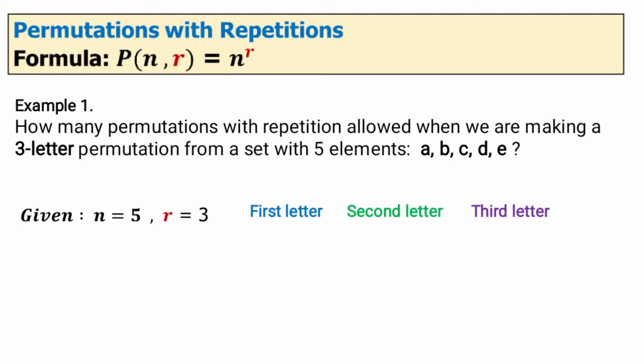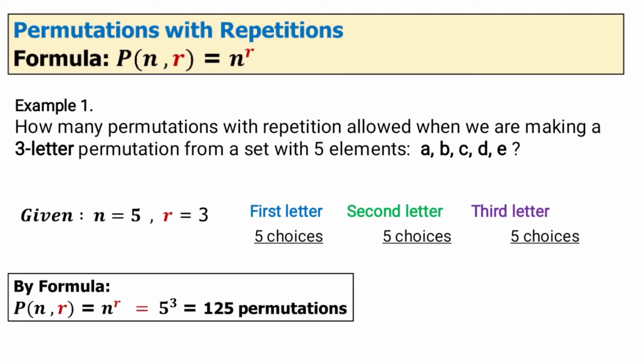Sa first letter, meron tayong 5 choices na pwedeng pagpilian. So, sa first letter, 5 posibleng mailagay dito, which are yung A, B, C, D, or E. At since repetition is allowed, sa second letter ay ganun din. Pwede ulit maulit yung kahit anong letter na nabanggit. Ganun din sa third letter. Kaya ang total number ng possible choices sa kanilang tatlo ay 5. Kung by formula nyo siya isusulat, ganito magiging itsura niya. P(n, r) = n raised to r = 5 raised to 3 = 125 permutations.